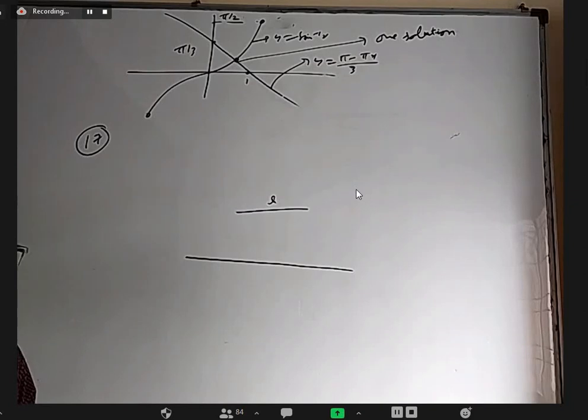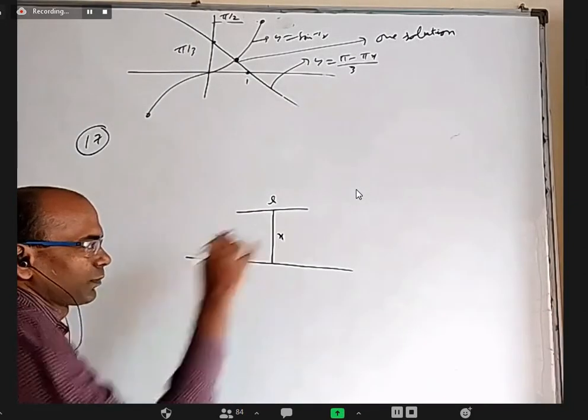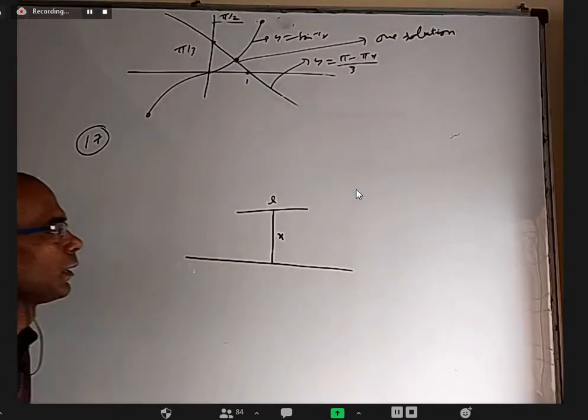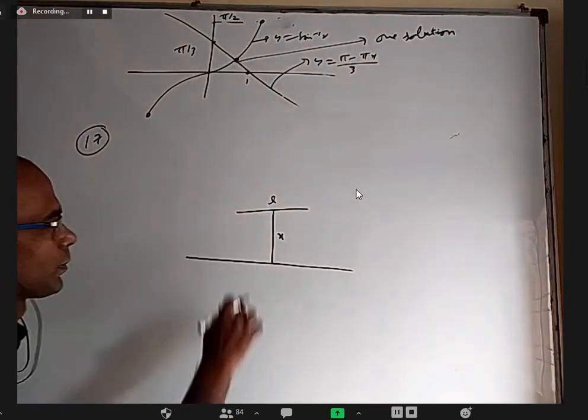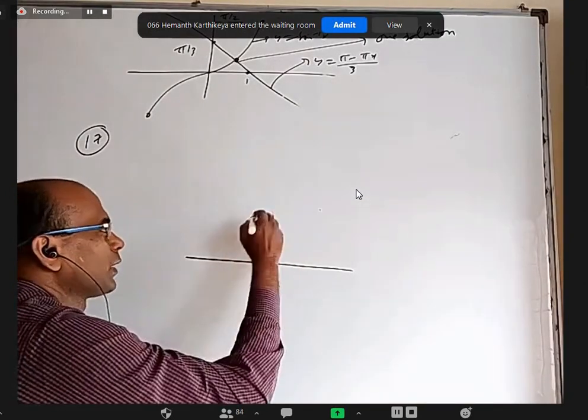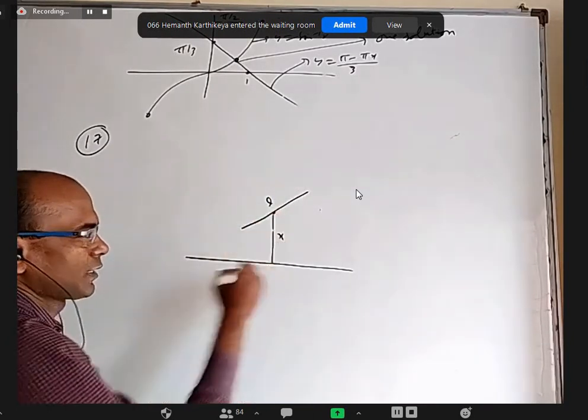Cylinder. You get a cylinder. I'll take this height as x. Next, the same, this height is x only, but this line you keep like this. Length is L, L by 2 here, L by 2 here. The midpoint is at a height x.